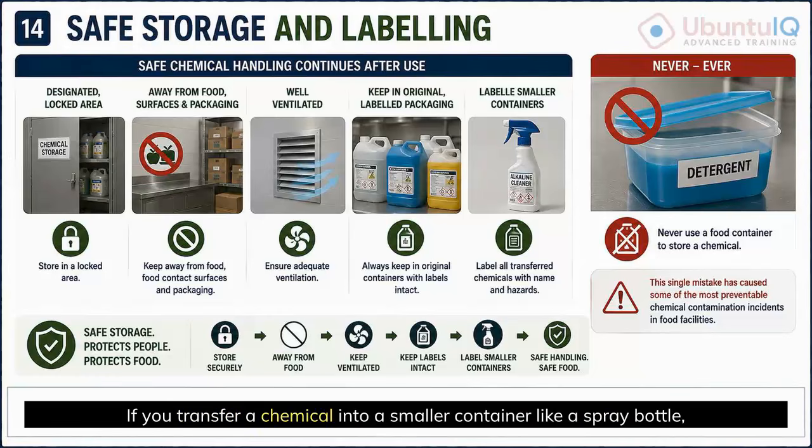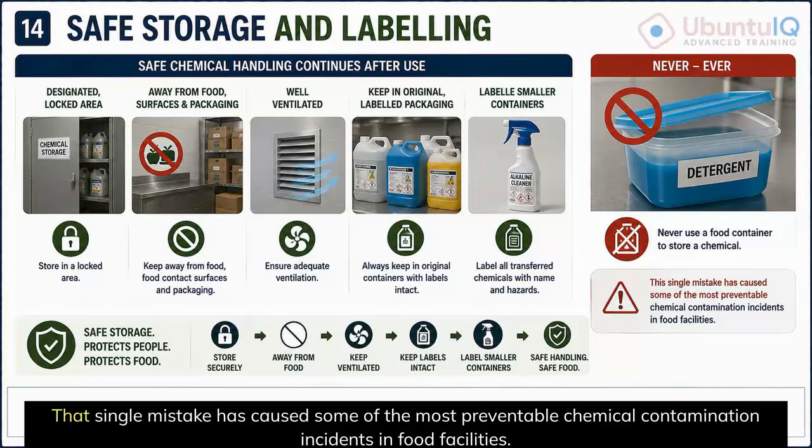If you transfer a chemical into a smaller container like a spray bottle, that bottle must be labeled with the chemical's name and hazard information. And never, ever use a food container to store a chemical. That single mistake has caused some of the most preventable chemical contamination incidents in food facilities.